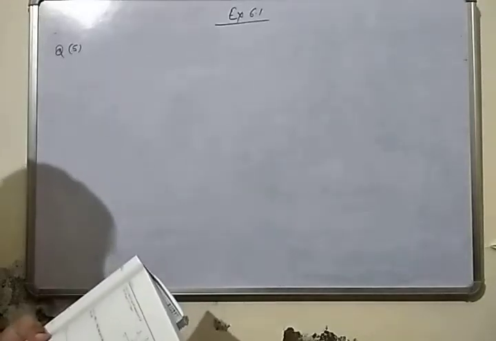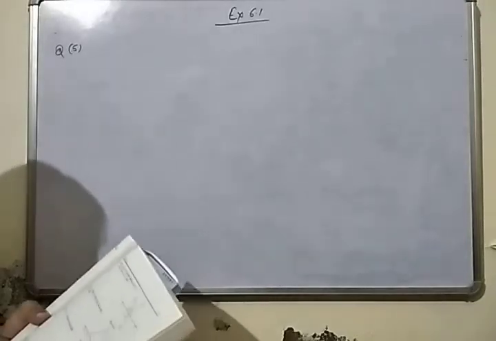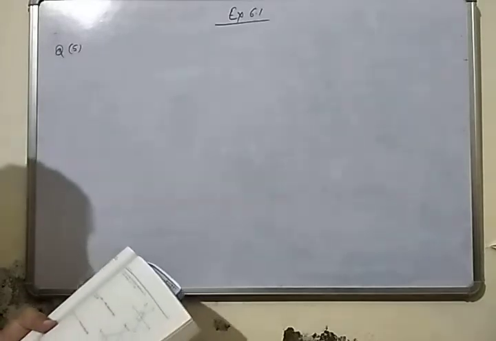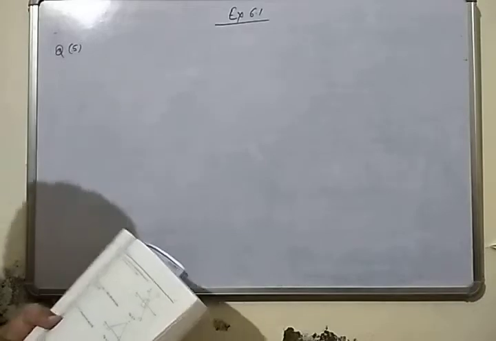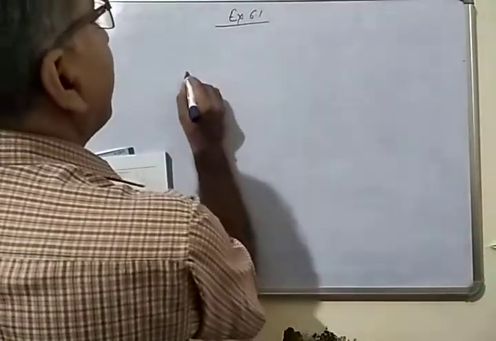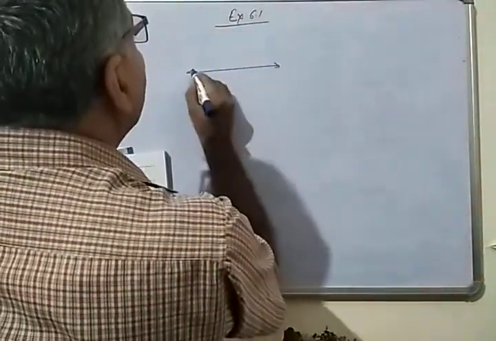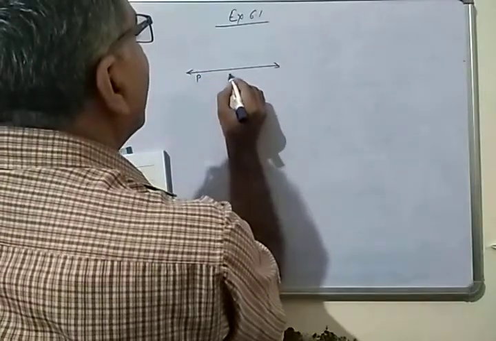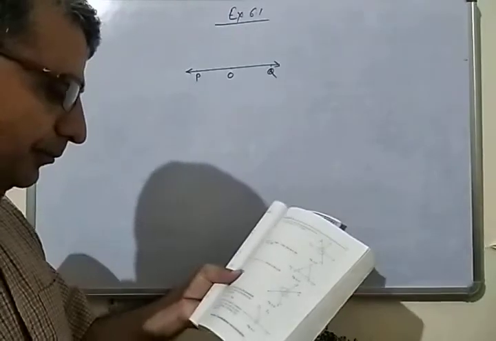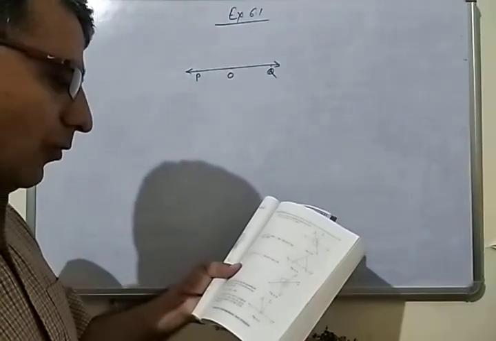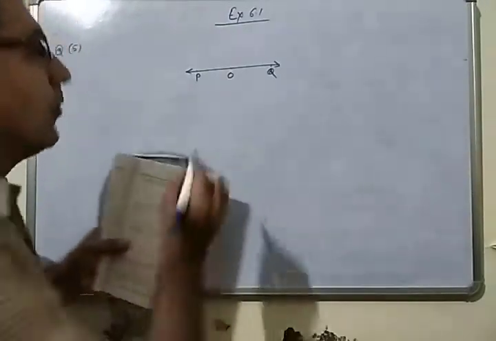Well, students, today we will solve question number 5 and question number 6. Question number 5: in the figure, POQ is a line, and ray OR is perpendicular to line PQ.